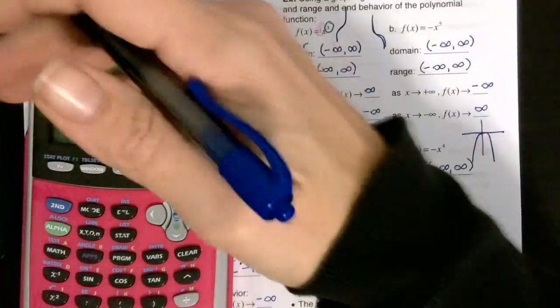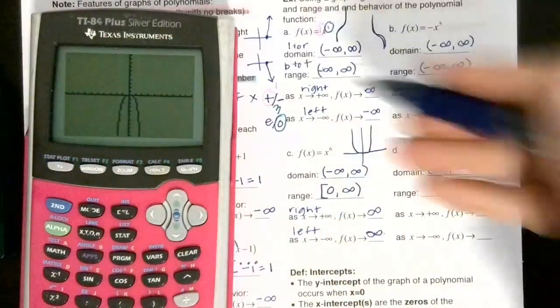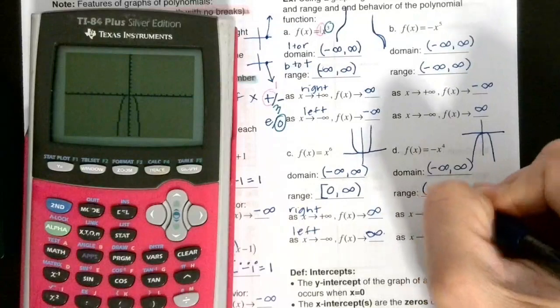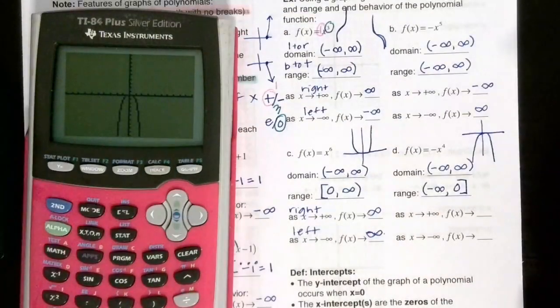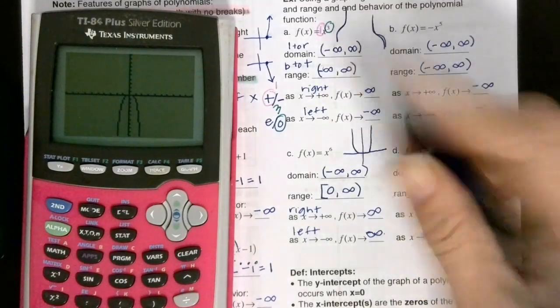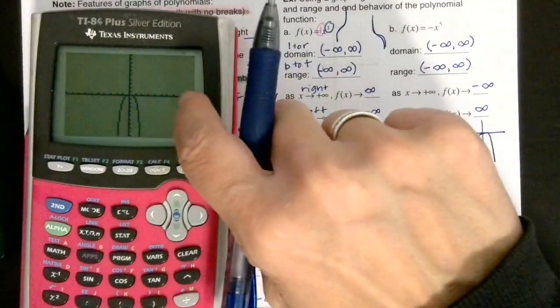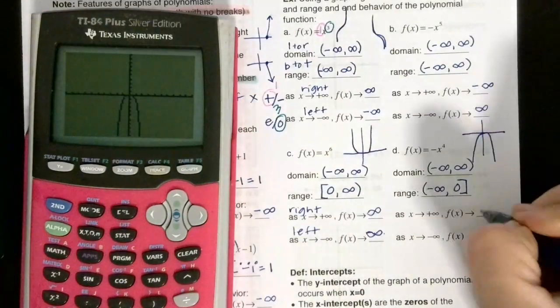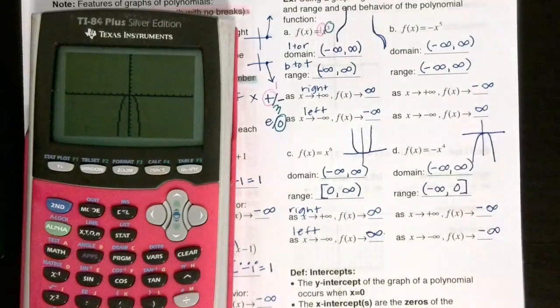But for the range, remember, we always do least to greatest, or bottom to top. So from the bottom direction, this is going from negative infinity all the way up to 0. So it looks like that. Now, as x goes to the right, that's what that symbol right there means, that makes sense. Positive infinity is over here for x's, then the y's are going to negative infinity. And as x's are going to negative infinity, or to the left, the y's are also going to negative infinity.